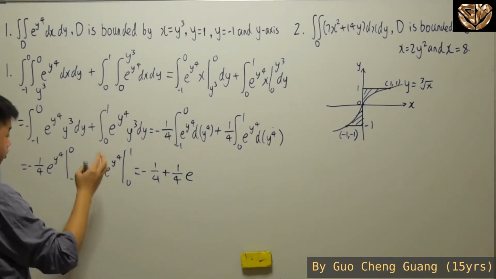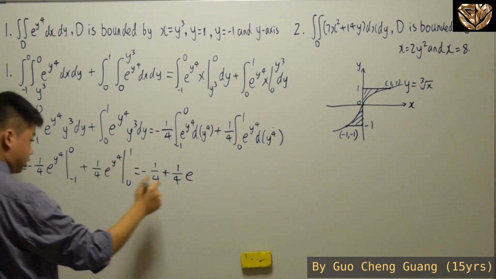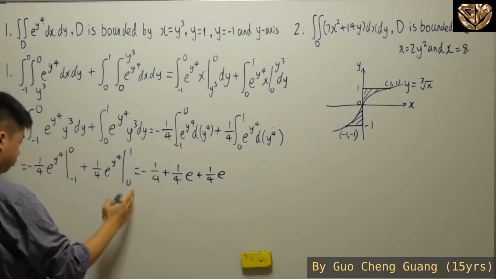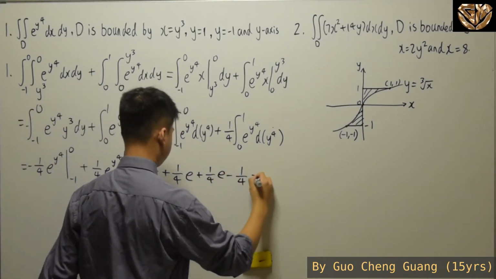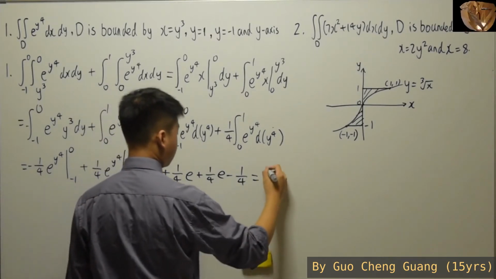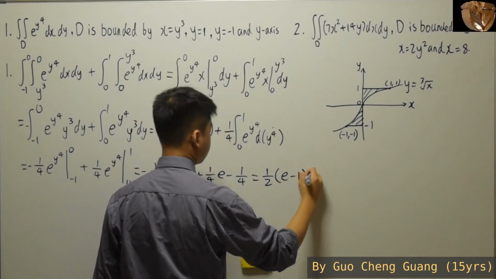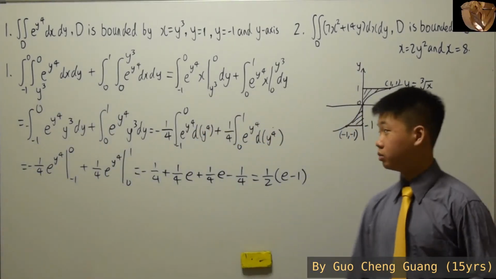So now you do pretty much the same for the second term, where you substitute in 1, you're just going to have plus 1 over 4 e. But when substituting in 0, you're going to have negative 1 over 4. Right, so you can just combine these two parts and you get half e minus 1. And this will be your answer for the first example.